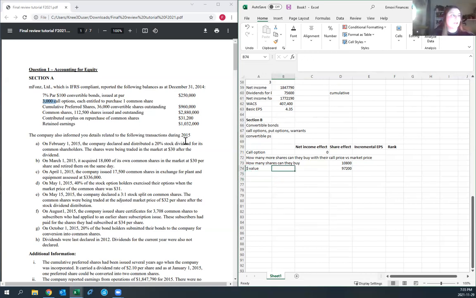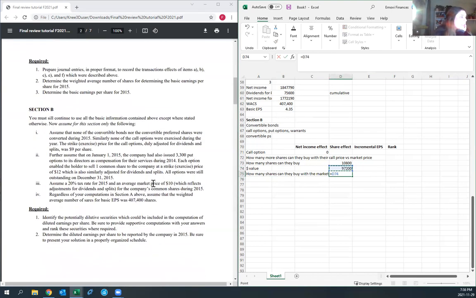All right, so the dollar value is 97,200. And then you're going to look at how many shares they can buy with the market price. So it's going to be the 97,200 divided by the average market price, which is $10. If they bought the shares on the market, they could have bought 9,720. But because they have the call options, they can now buy 10,800.